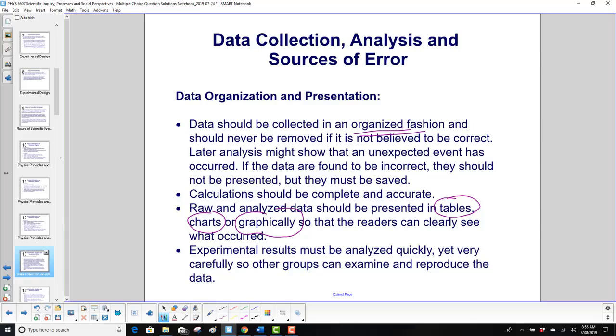That's a tough thing to figure out, which is more important. But you have to do it carefully, and you want other groups to examine and reproduce the data, so you don't want to wait too long.